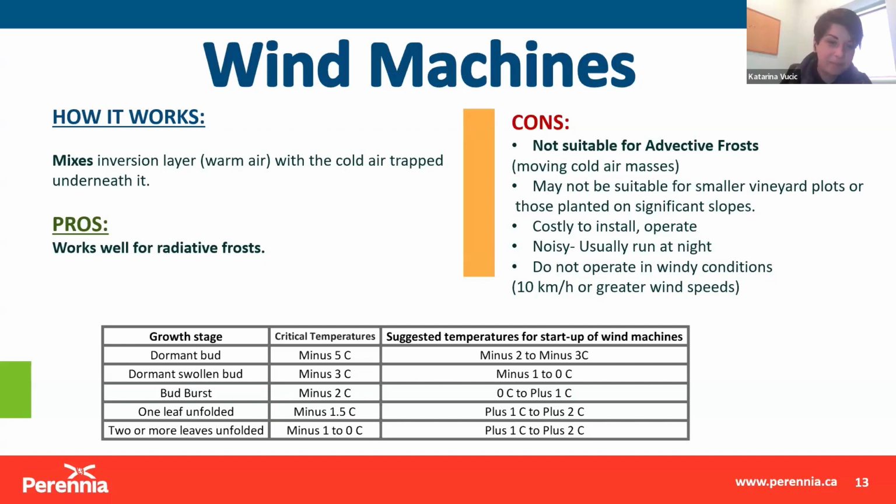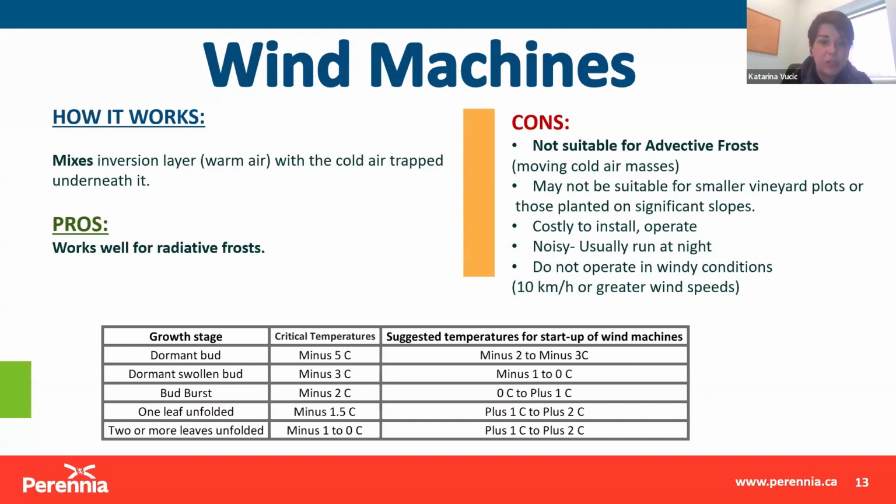And again, the protection that is produced obviously depends on the strength of the inversion layer as well. The strength of the wind machines varies by the size. So you're also having different size machines as well, and they can protect between 5 and 15 acres. So again, it really depends on your site, what you're using. You've got stationary and mobile configurations as well. They're programmed to be turned on and off automatically when the critical temperatures are reached.